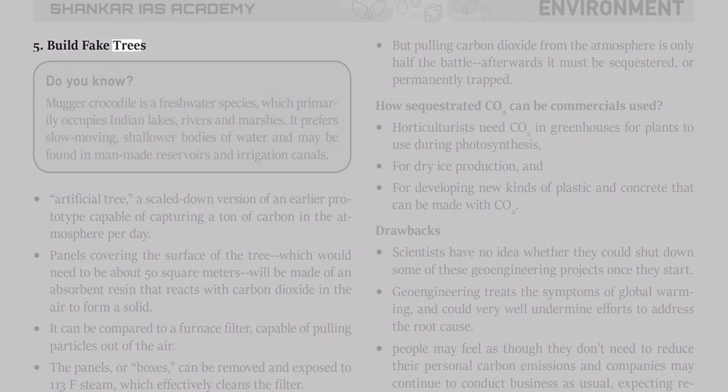5. Build fake trees. Do you know? Mugger crocodile is a freshwater species, which primarily occupies Indian lakes, rivers and marshes. It prefers slow-moving, shallow bodies of water, and may be found in man-made reservoirs and irrigation canals.